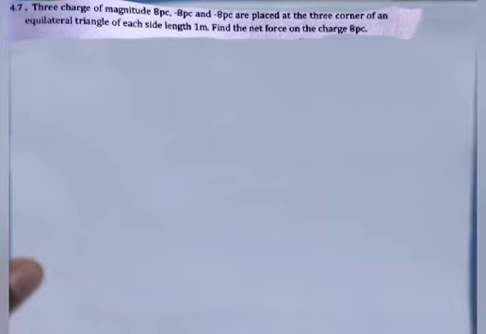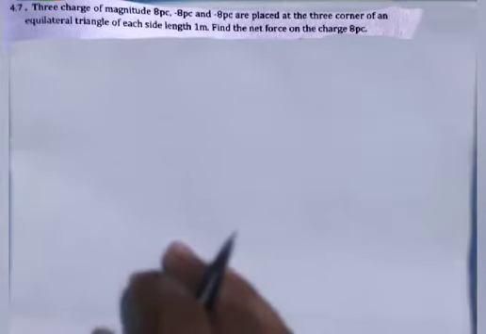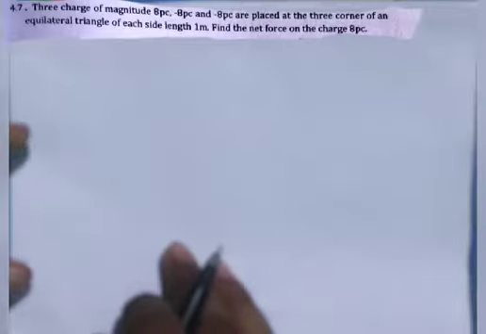So the next question is: three charges of magnitude 8 picocoulomb, minus 8 picocoulomb and minus 8 picocoulomb are placed at the 3 corners of an equilateral triangle of each side 1 meter. Find the net force on the charge 8 picocoulomb. So it's very similar to the previous one.